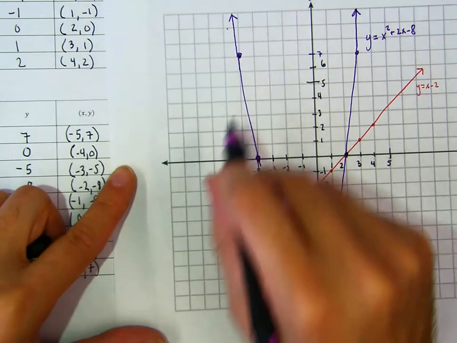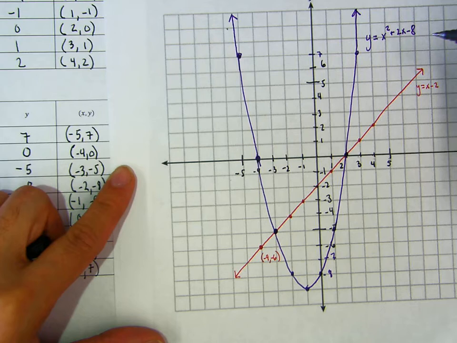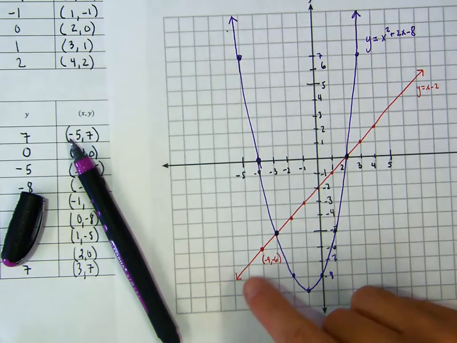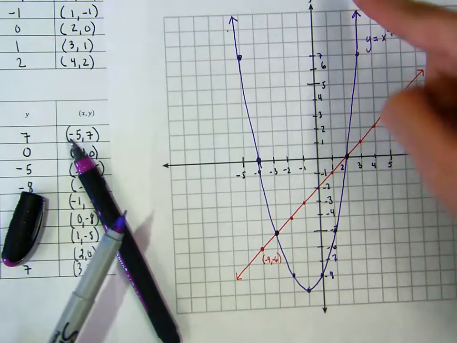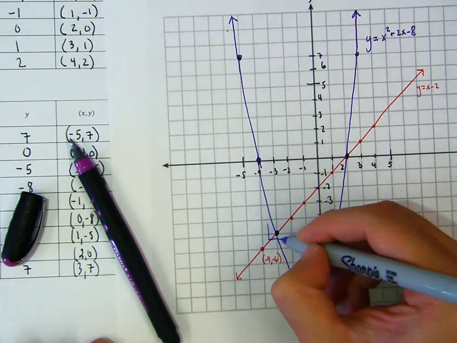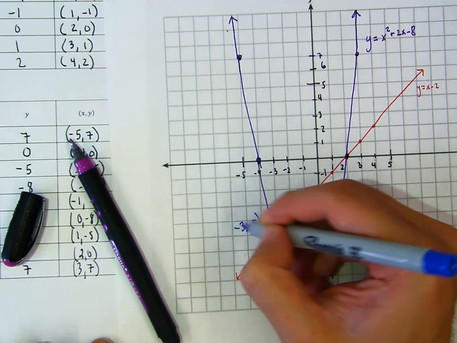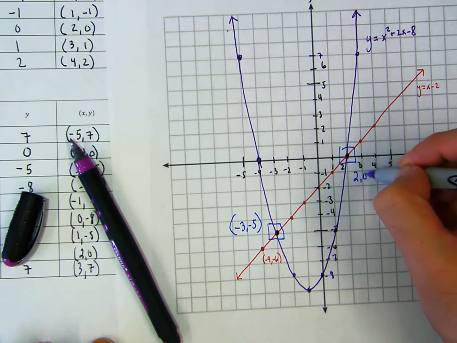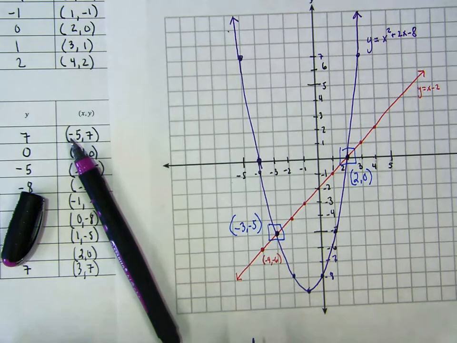Okay, well, what are some things you notice about the purple graph and the red? It looks like the red graph, the line, is intersecting the parabola at two locations. Notice it's at -3, -5, and what's the other one? 2, comma 0. Those are the two points where both the graphs intersect.